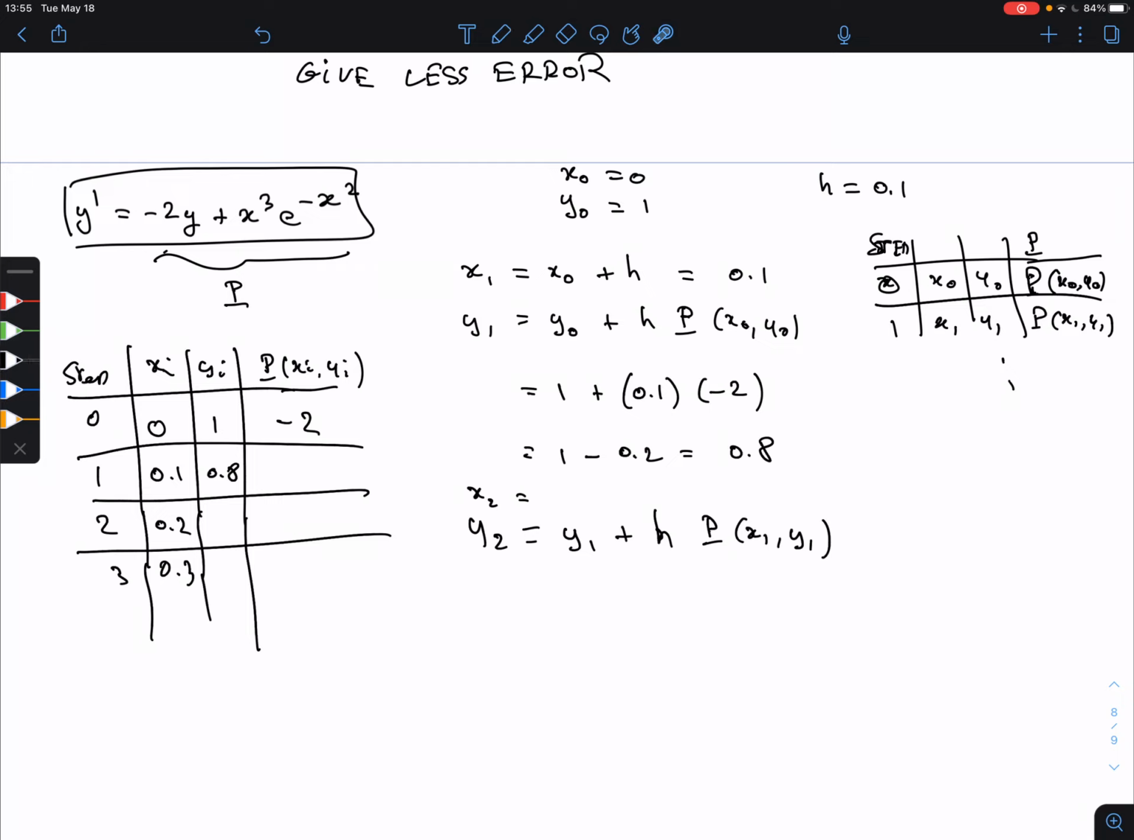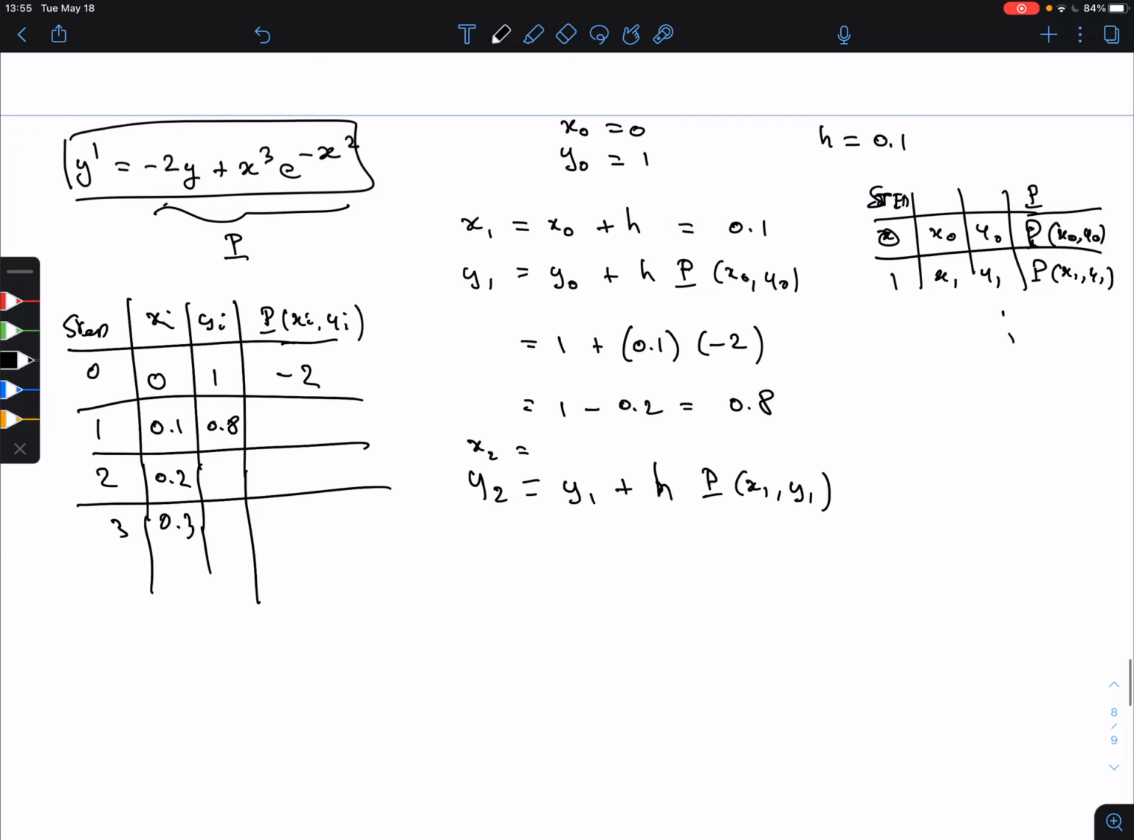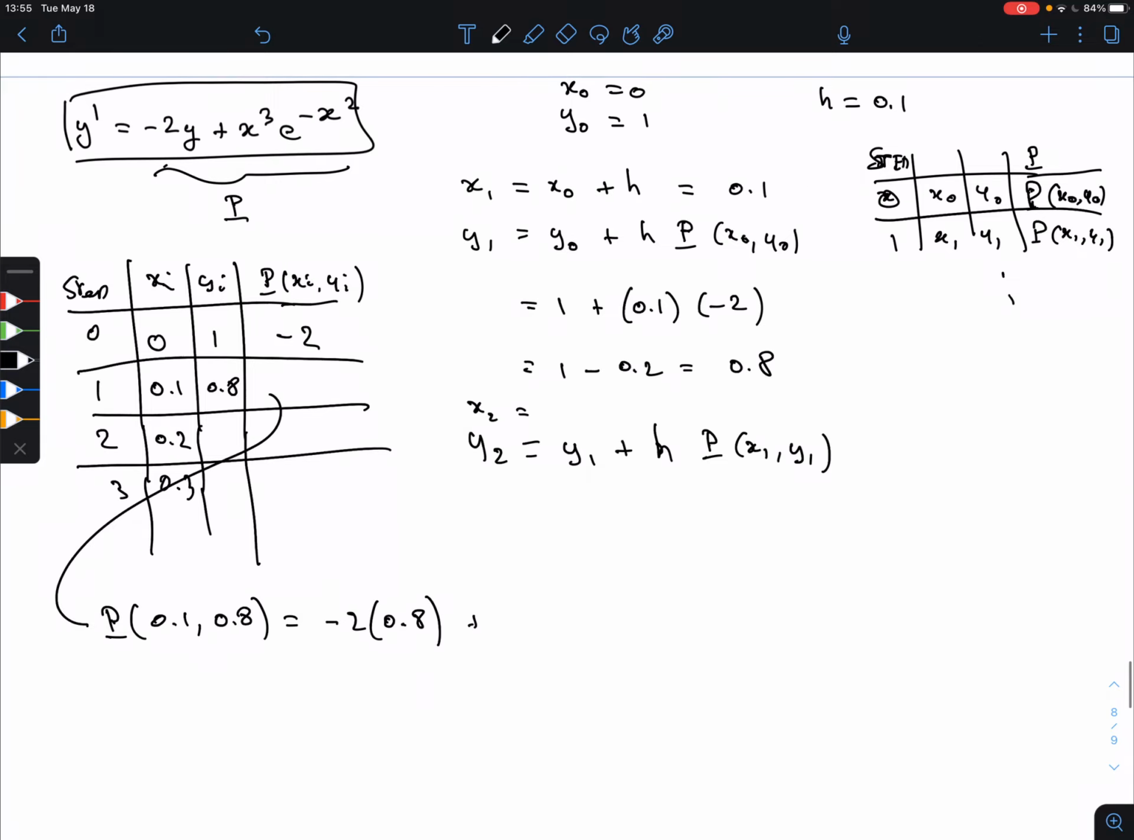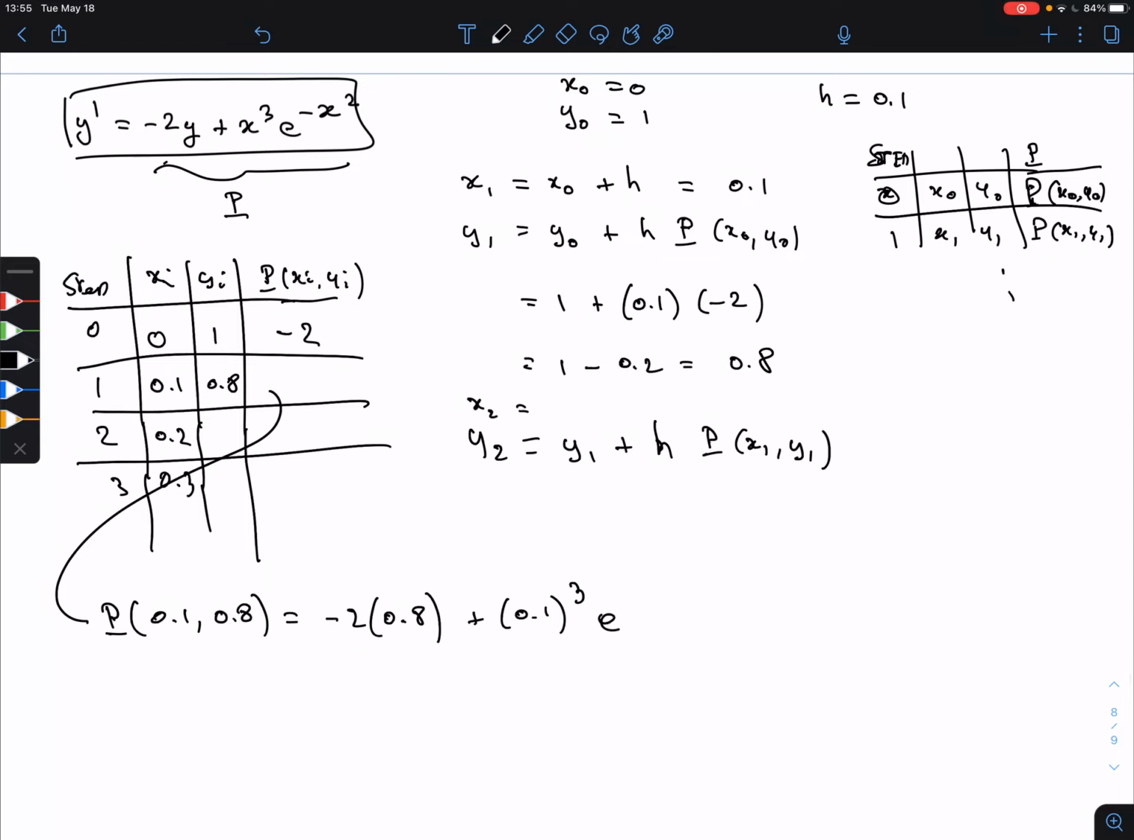So we need this row, but we're missing something here. How do we calculate that? Well, you remember, you plug in these two values in there. So I'll write this here. This calculation is p of 0.1, 0.8. Now this is where it gets tedious because we're going to work with fractions. So we get minus 2 times 0.8 plus 0.1 cubed times e to the minus 0.1 squared.